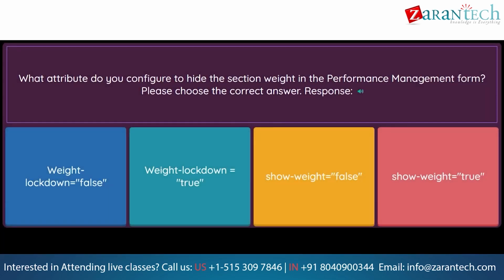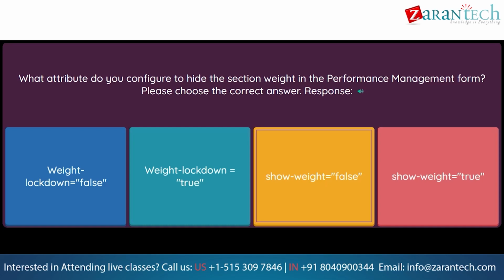Question, what attribute do you configure to hide the section weight in the performance management form? Please choose the correct answer. Response. Option 1 weight lockdown equals false. Option 2 weight lockdown equals true. Option 3 show weight equals false. Option 4 show weight equals true.